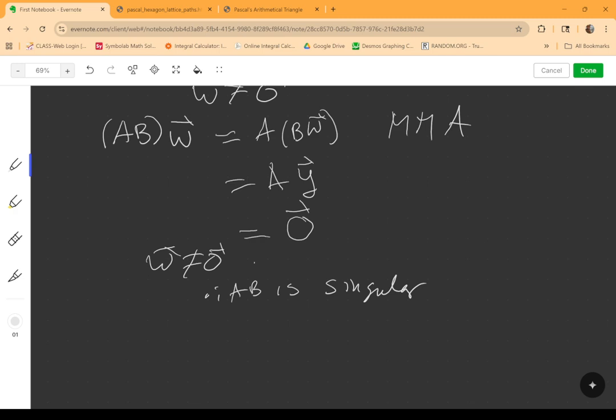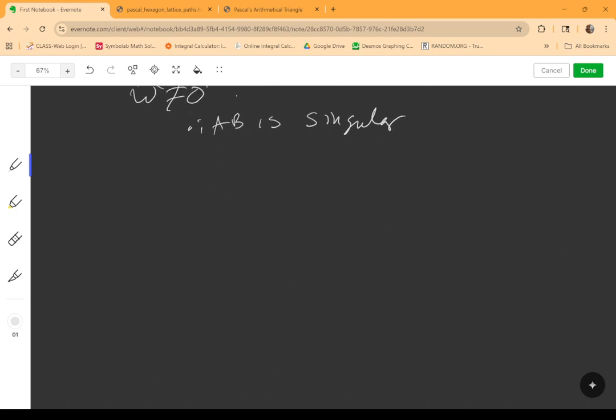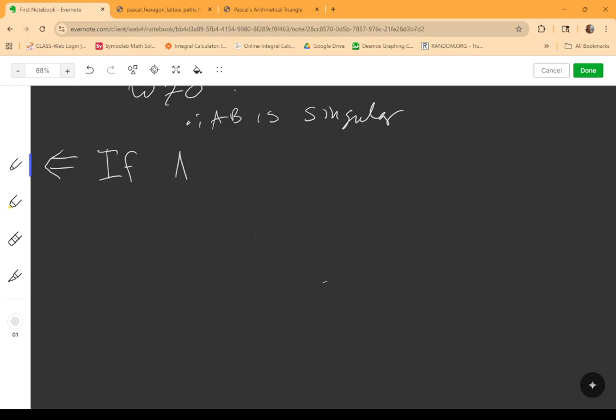Now that's the first direction. The other direction would be if A and B are non-singular, so now we look at the individual ones here. And then AB is non-singular.